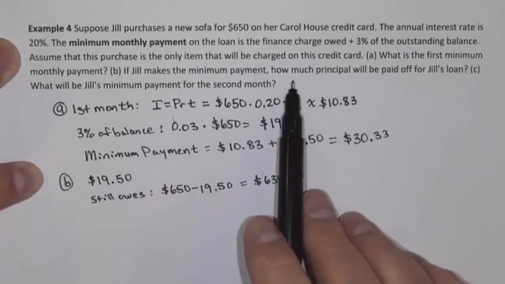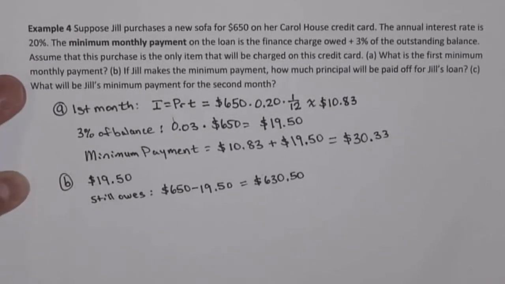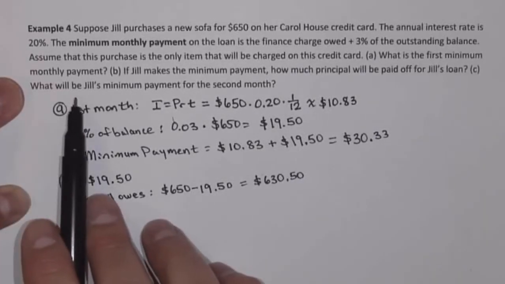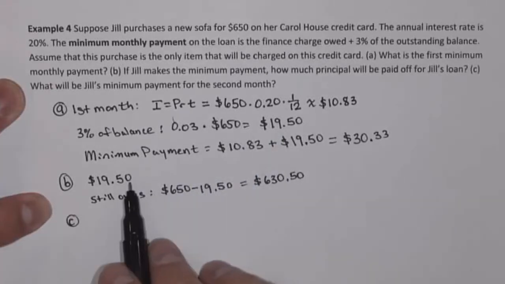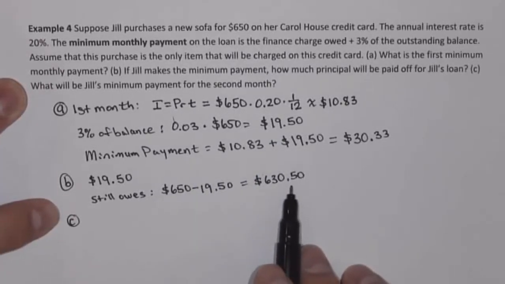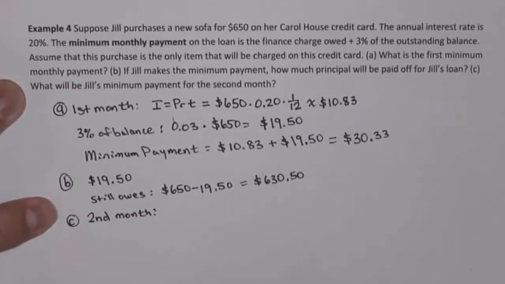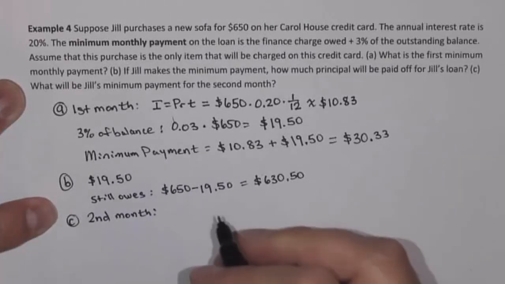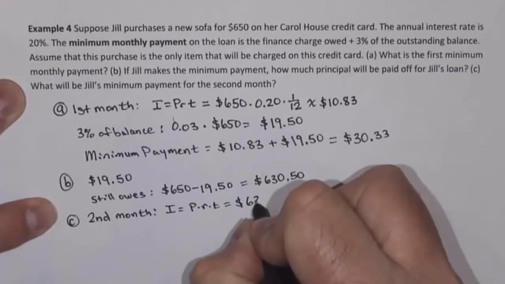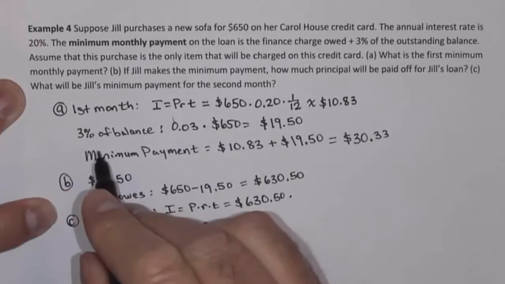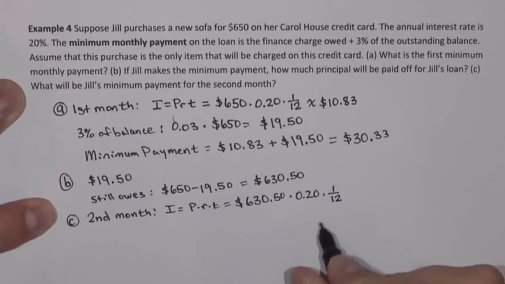So the answer to question B, how much principal will be paid off? Well, $19.50 is paid off. Again, that means she still owes $630.50. So question C, what will be Jill's minimum payment for the second month? So now, at this point, she's paid $19.50 towards the principal, so her balance at this point is $630.50. Now we're looking at the second month. So for the second month, we're going to go through this process again. So her interest is going to be her balance, the principal, times the rate times the time. So this time it's going to be the $630.50 times the rate, which is 20% as a decimal, so 0.20, times the time, which is 1/12 of a year again for this month.